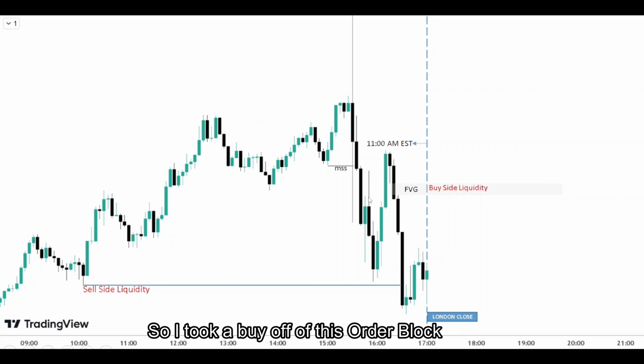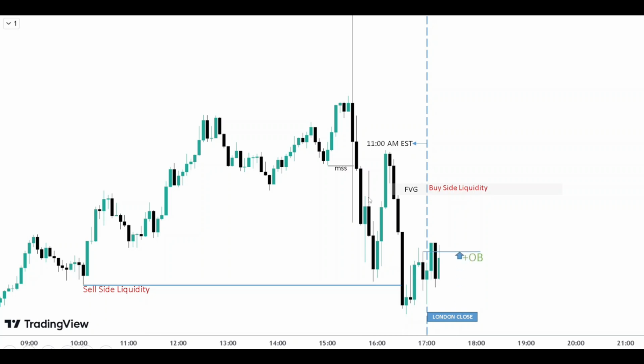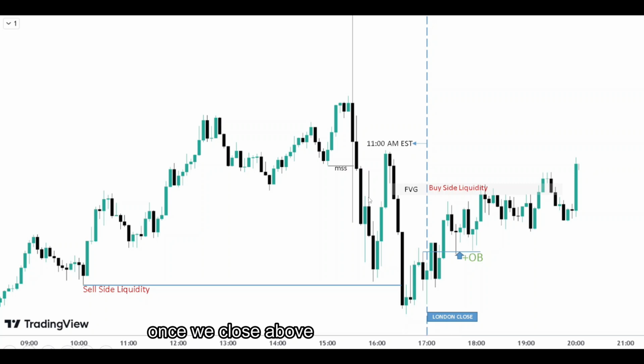So I took a buy off of this order block, because this time frame became bullish once we closed above it. I'll share with you guys my order block rules as time goes on. I don't want to make this video long.